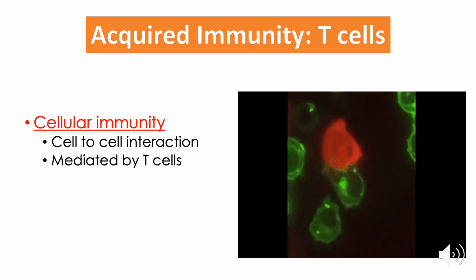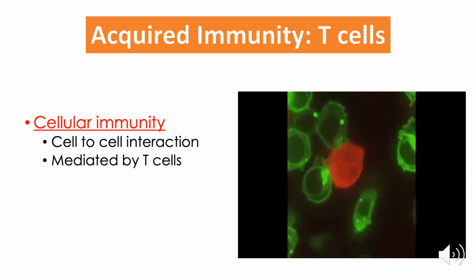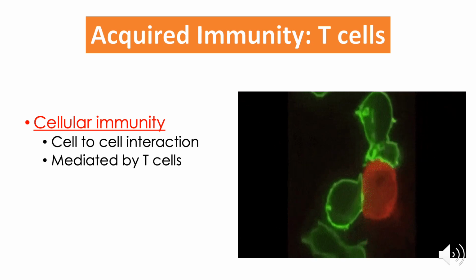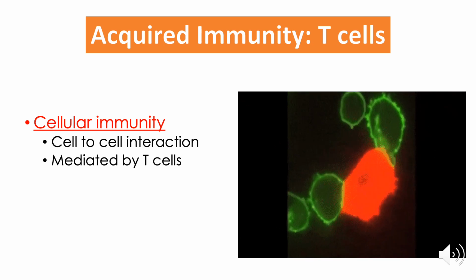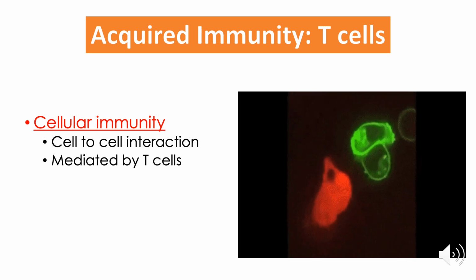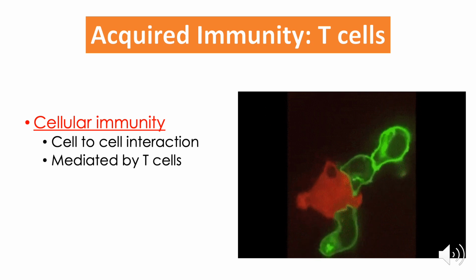So take a look at the green colored T cells in the picture and look at how they are interacting with the red colored cancer cells, and the interaction caused the cancer cells to undergo lysis. So since there is cell-to-cell interaction in the immune response, you will classify this one as cellular immunity.